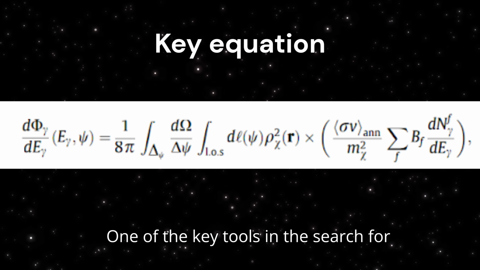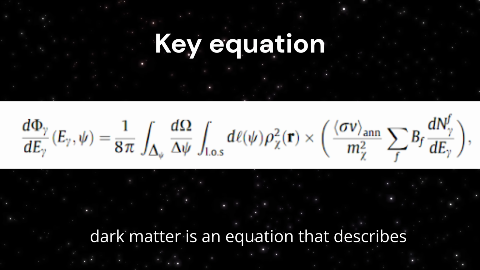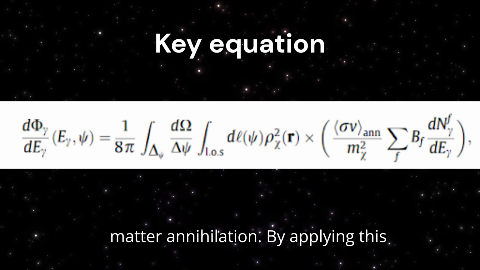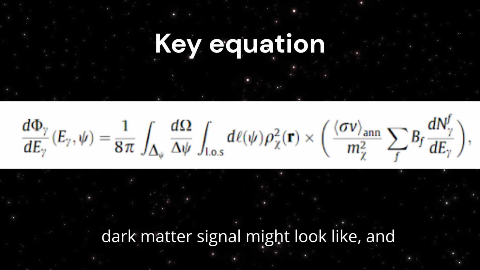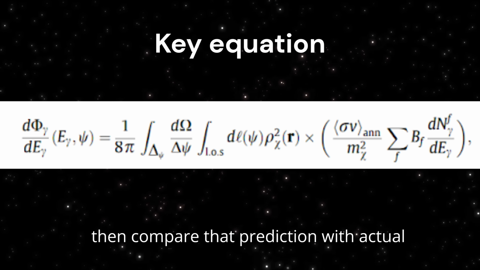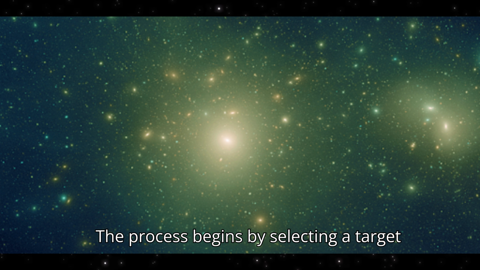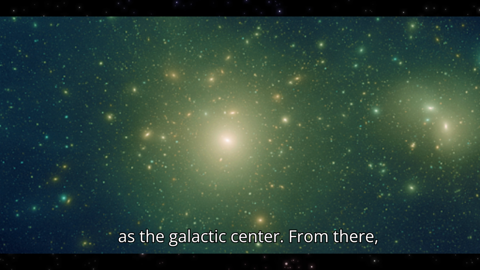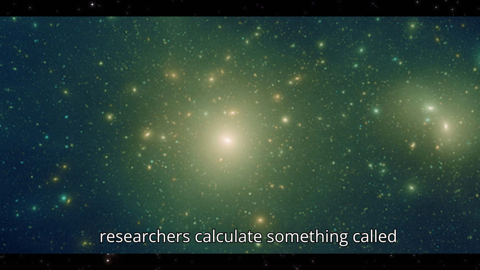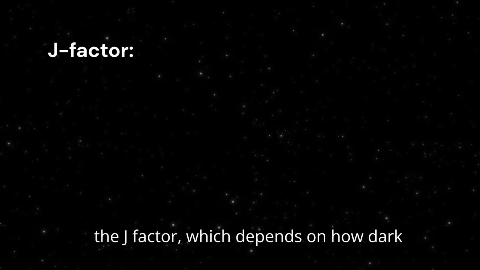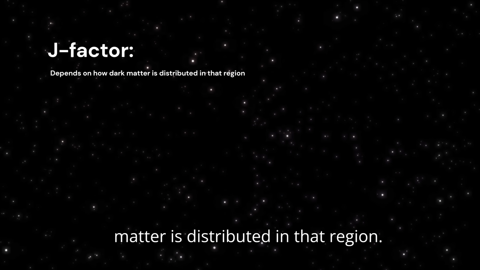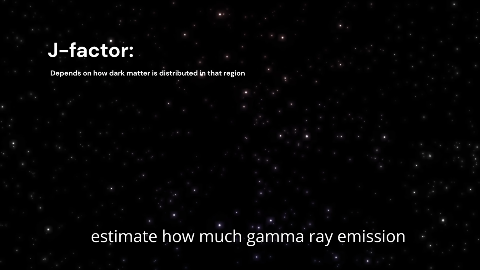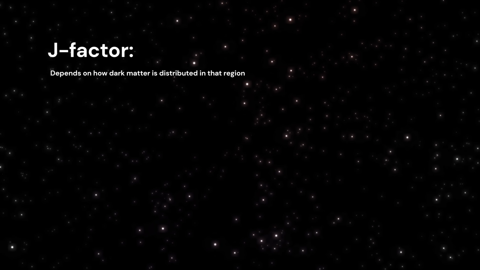One of the key tools in the search for dark matter is an equation that describes the expected gamma ray flux from dark matter annihilation. By applying this equation, scientists can predict what a dark matter signal might look like, and then compare that prediction with actual data. The process begins by selecting a target region that's rich in dark matter, such as the galactic center. From there, researchers calculate something called the J factor, which depends on how dark matter is distributed in that region. They also use particle physics models to estimate how much gamma ray emission should be produced.